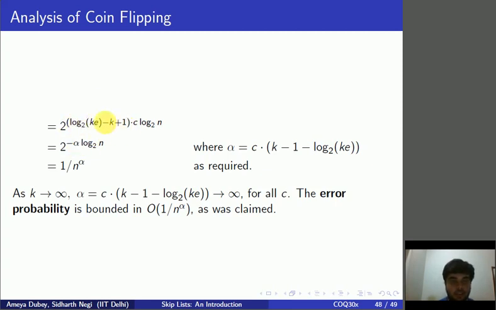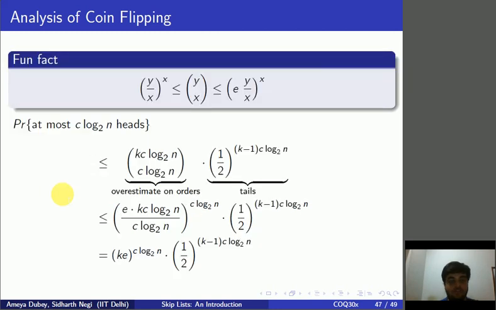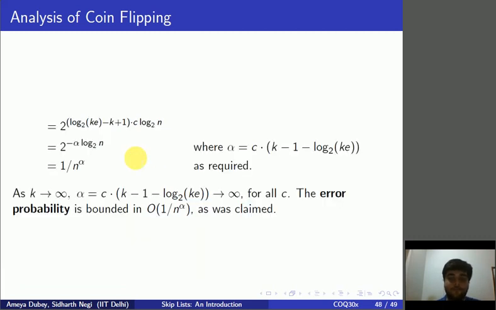Again, we choose this term to be minus alpha, it's explained right here, and when we choose it to be minus alpha and take 2 to the exponent, we get 1 by n to the alpha, which is what we wanted. So as we can see, as k tends to infinity, so here's what we wanted to do. We claim that we'll get at most C log n heads, and we introduced a seemingly random parameter k over here, and now we have shown that as k tends to infinity, k increases a lot more than log k. So alpha will also tend to infinity, for all c, regardless of what c we have.